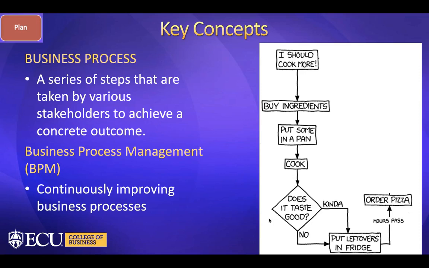Or you can improve the process by learning how to cook better. So you buy ingredients, put some in a pan, cook, and then does it taste good? The answer becomes yes, and then you eat the food you cooked. In this case it's more steps, but it might end up becoming cheaper than ordering pizza and eating at home. So business process management is continuously improving business processes. And in big companies, business processes have owners who watch their business processes and continuously improve them.